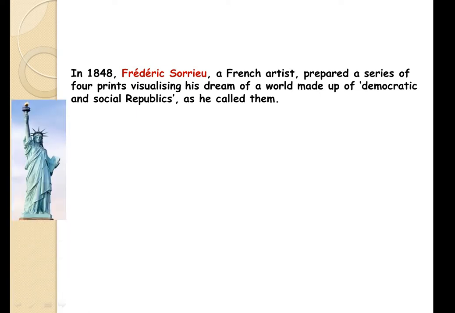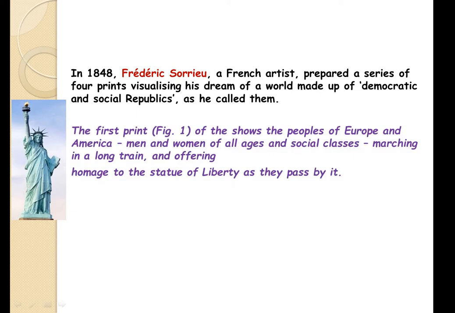Do you know what this is on the screen? Oh, you must be really familiar with it. The first print, I talked about 4 prints. Figure 1, which I showed you just now in the previous slide, shows the people of Europe and America. So who all are there? People of Europe and America, both men and women, of all ages and social classes, irrespective of their class, age, color, joined together. They were marching in a long train, and they also offered homage to the Statue of Liberty as they pass by it.